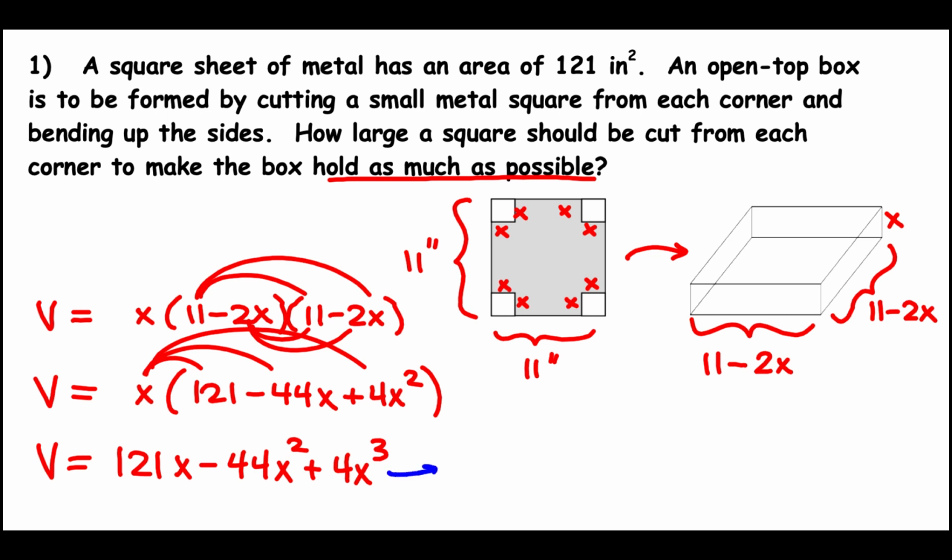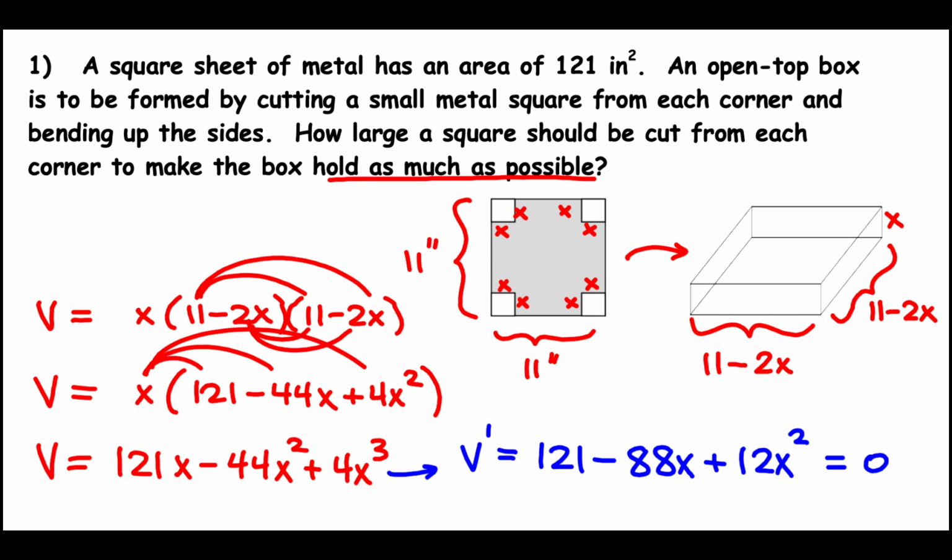Volume prime, V prime, or dV/dx, your teacher might call it. That's fine too. 121 minus 88x plus 12x squared. And we want to find the critical points, so we set that equal to 0. We can't make it undefined because there's no fractions. So we'll set it equal to 0.